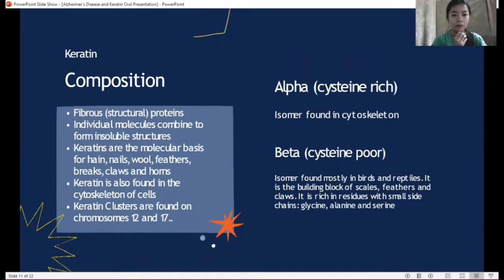Keratin clusters are found on chromosomes 12 and 17. There are two types of molecules in keratin: alpha keratin and beta keratin. Alpha keratin is cysteine rich. It is an isomer found in the cytoskeleton, while beta keratin is cysteine poor, which is an isomer found mostly in birds and reptiles. It is the building block of scales, feathers, and claws. It is rich in residues with small side chains: glycine, alanine, and serine.